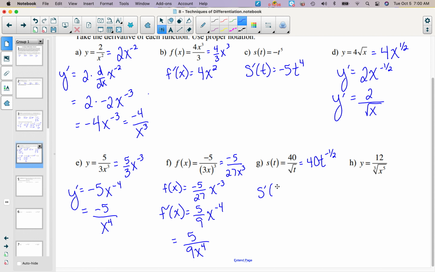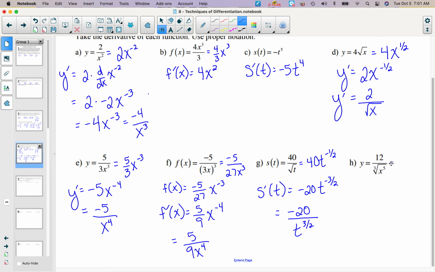So s prime of t is going to be -20, because I'm taking half of 40, but it's a negative. T to the -3/2 when I lower that by 1. So then I'm going to get, I'm just going to leave it in fraction form, so change that to t to the 3/2 in the denominator.